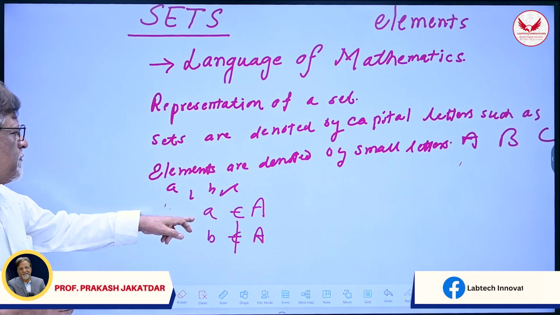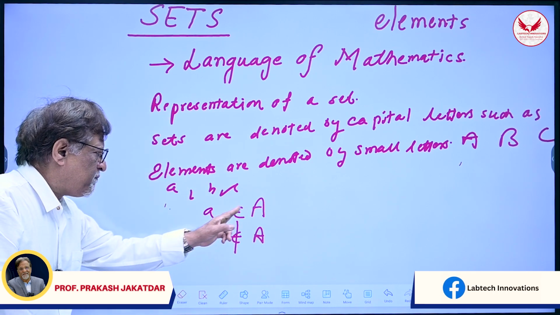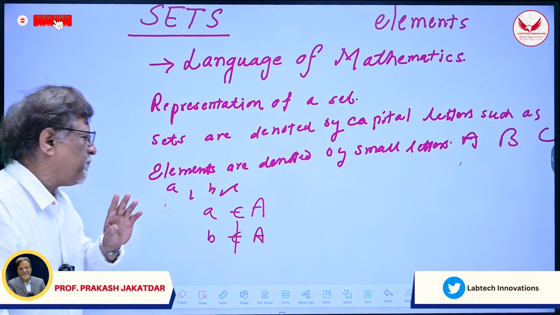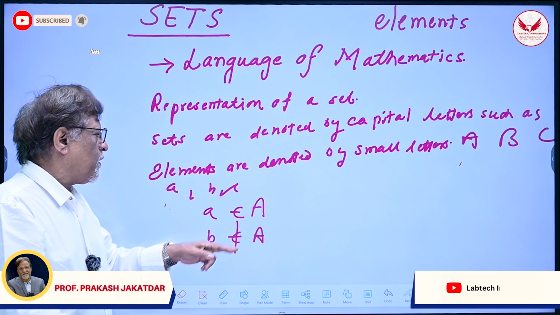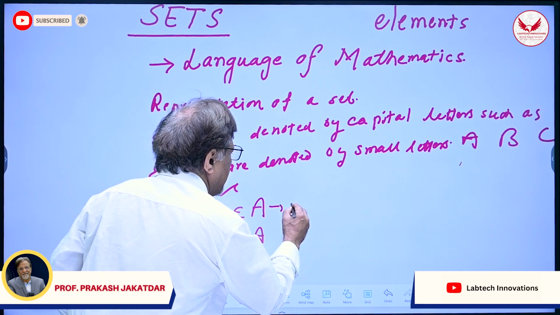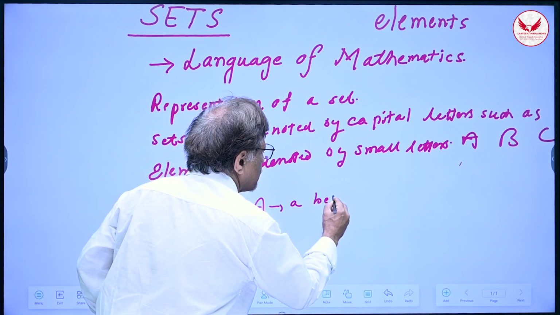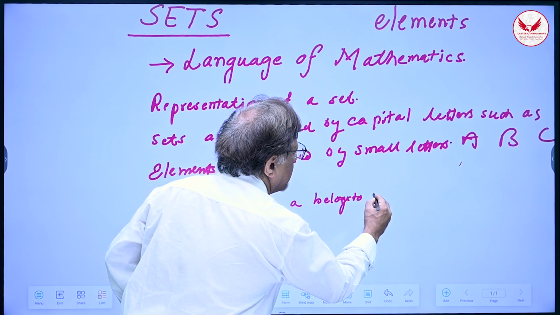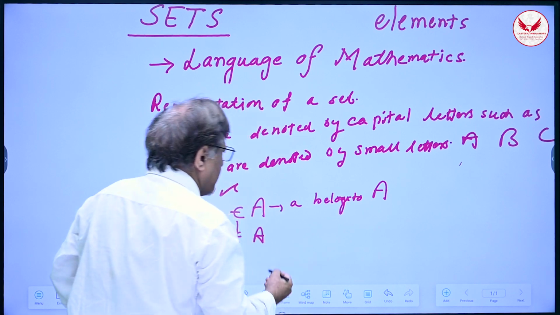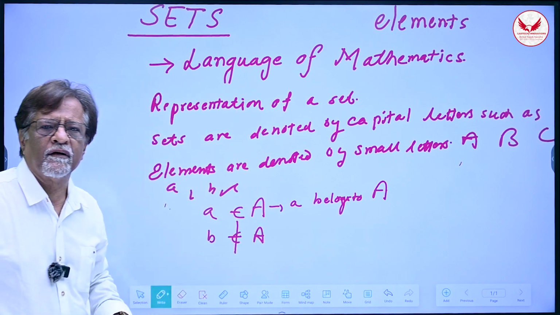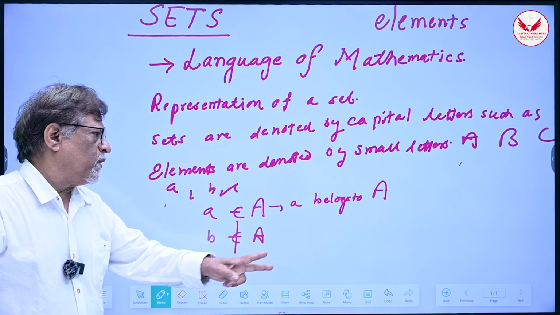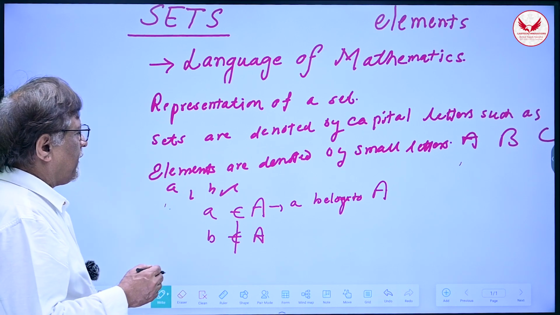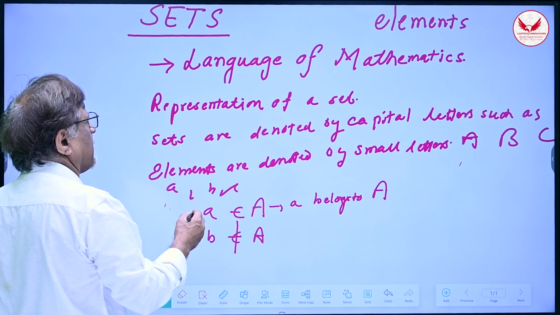So here is a symbol which indicates a is a member of A, or a is an element of A, and b is not a member of A, right? So a belongs to capital A. Okay, that means a is one of the elements in the set, and b does not belong to capital A means b is not a member of the set A. Correct? So, for example, let us see.